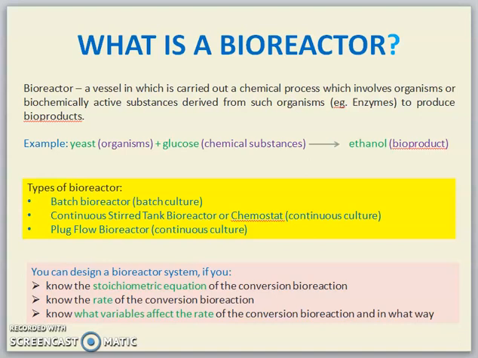The types of bioreactor are the batch bioreactor, also known as batch culture, the continuous stirred tank bioreactor, also known as chemostat, the continuous culture, and we also have the plug flow bioreactor, which is also a continuous culture. You can design a bioreactor system if you know the stoichiometric equation of the conversion for the bioreaction, if you know the rate of the conversion, and if you know what variables affect the rate of the bioreaction and in what way.